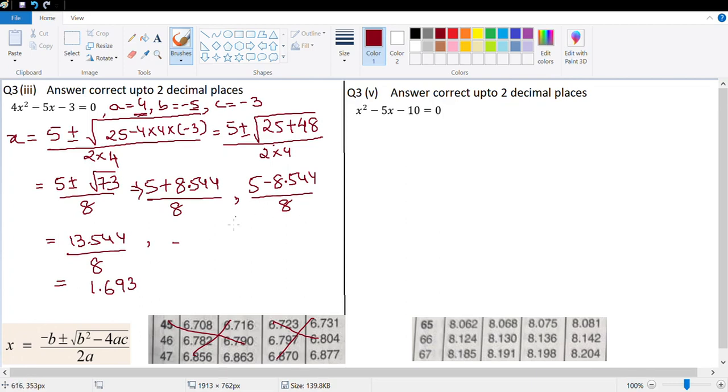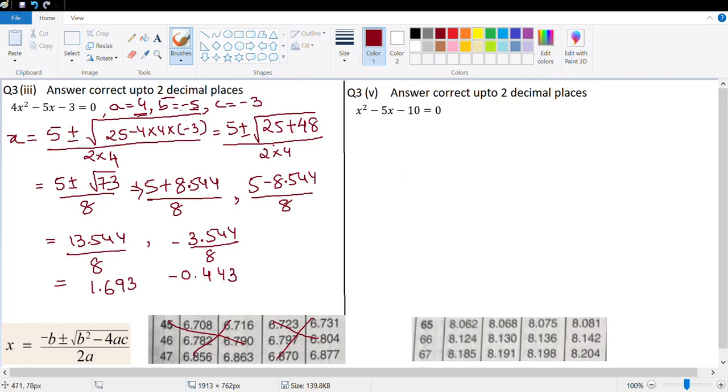5 minus 8.544, 5 minus 8, that's negative 3.544. Yes, that's correct. And this is divided by 8. So this will be negative 0.8 into 4. That's 32. 34, which is again 32, and 24, that's 3.